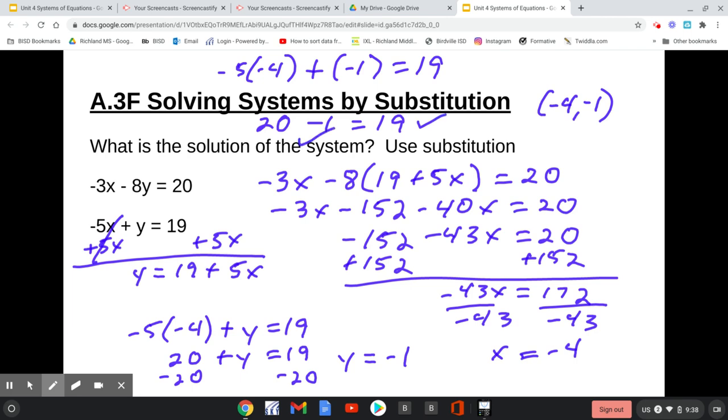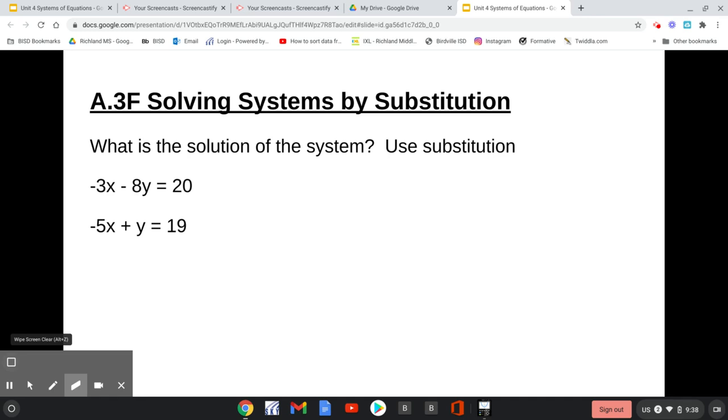Let's see if there's any more. I think that's it. Yep, that's it. That's it for solving systems by substitution.